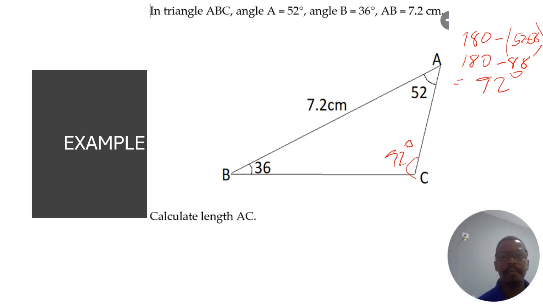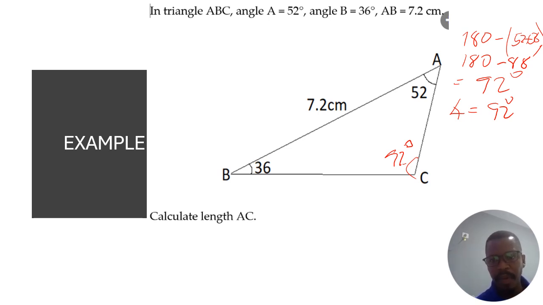All right, so in this triangle ABC, angle A is that one, which is 52 degrees. Angle B is 36 degrees. And the side AB is 7.2 centimeters. Angle C, in this case, is 92 degrees. Okay, now the question is calculate length AC. Calculate length AC. All right.